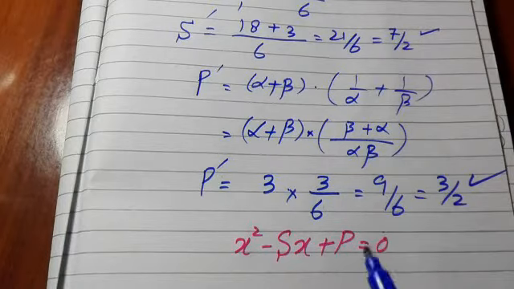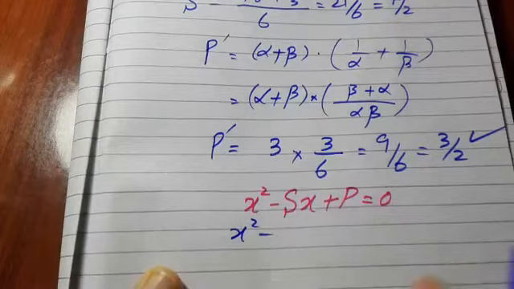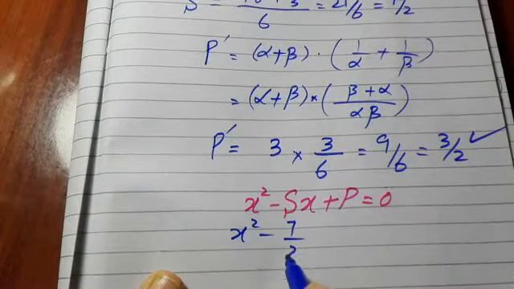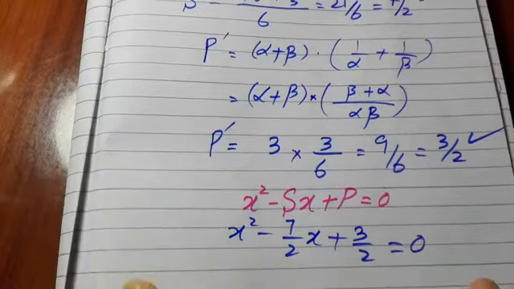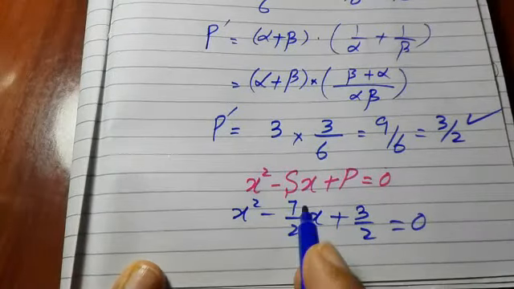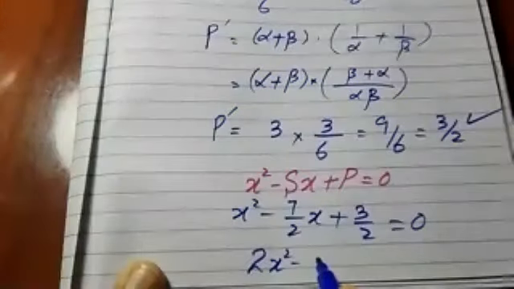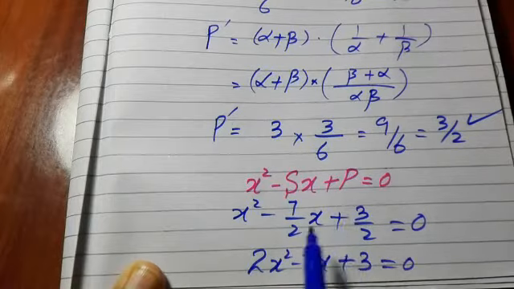So values will be substituted, x square minus sum which is 7 by 2 x plus P dash which is 3 by 2. This is equal to 0. Fine. So if you multiply, it will become 2x square minus 7x plus 3 equals to 0. This will be the required equation.